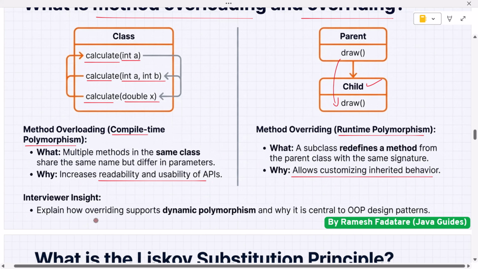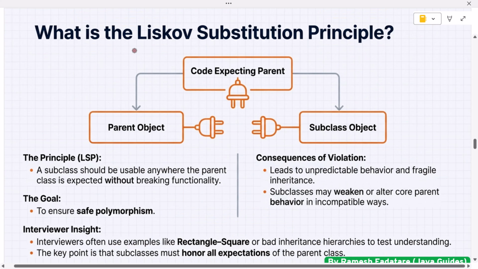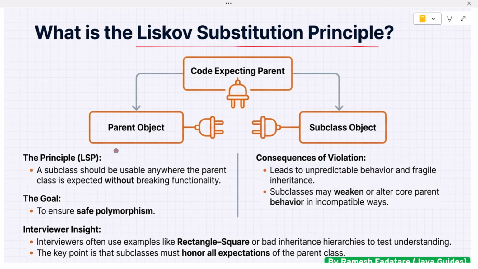Interviewers expect you to explain how overriding supports dynamic polymorphism and why it is central to OOP design patterns. Next, what is the Liskov substitution principle? LSP states that a subclass should be usable anywhere the parent class is expected without breaking functionality. Violating LSP leads to unpredictable behavior and fragile inheritance.